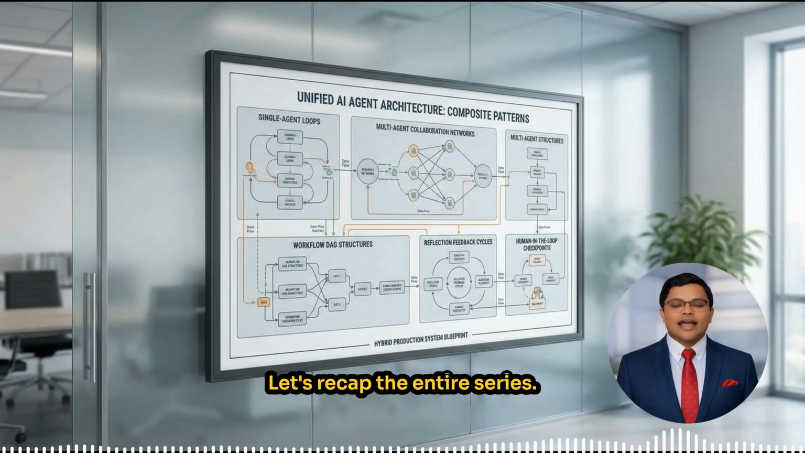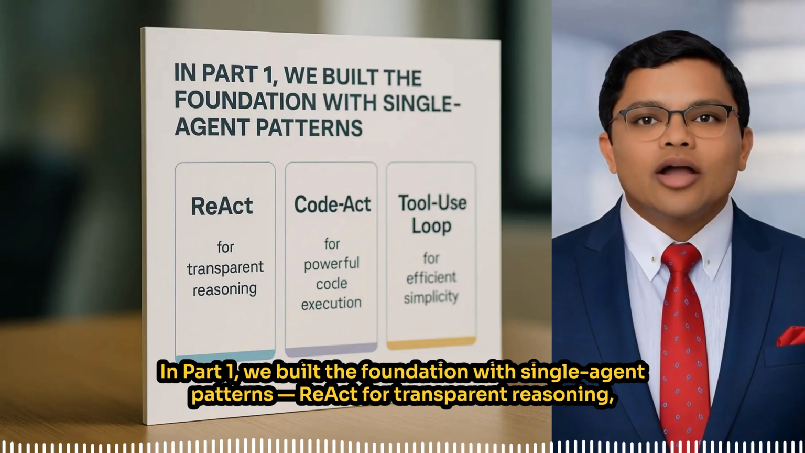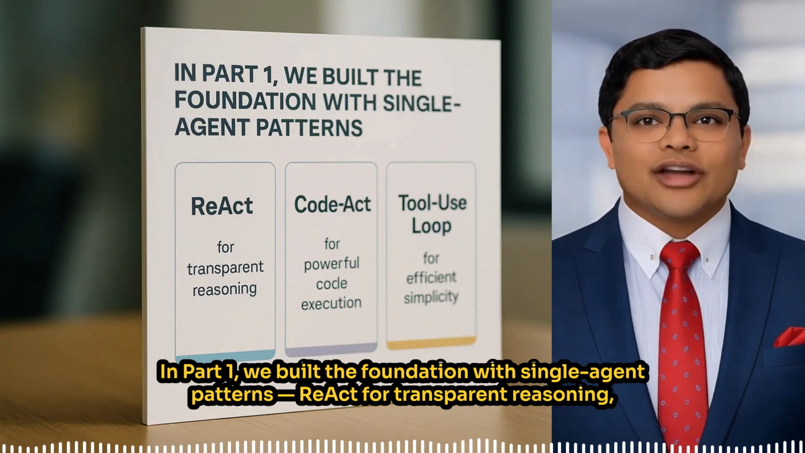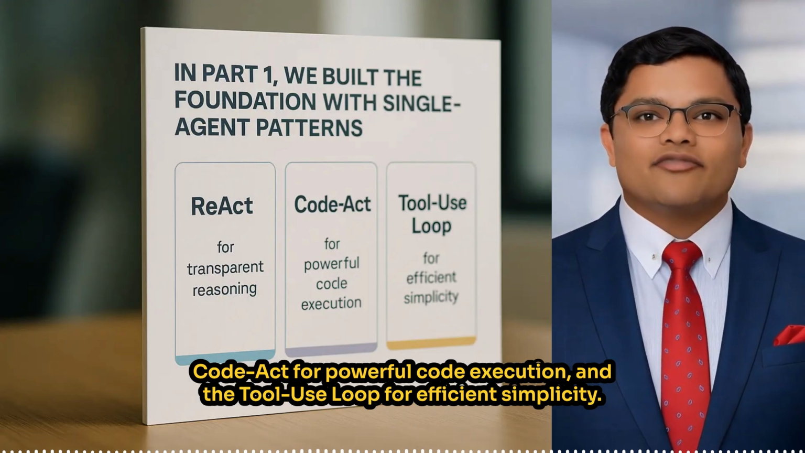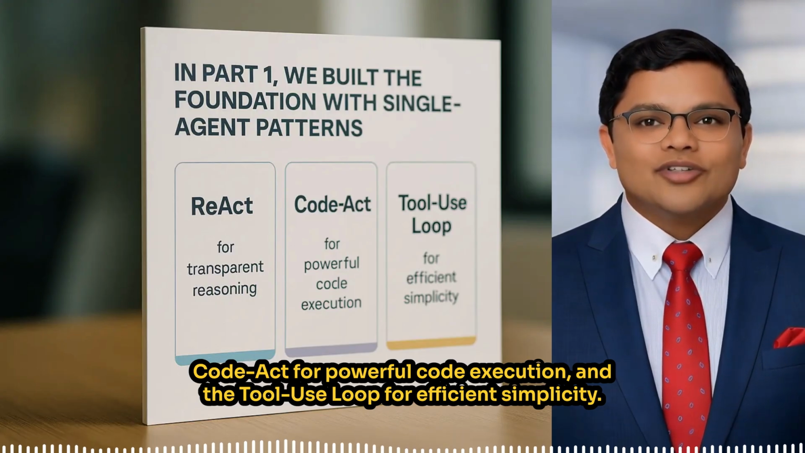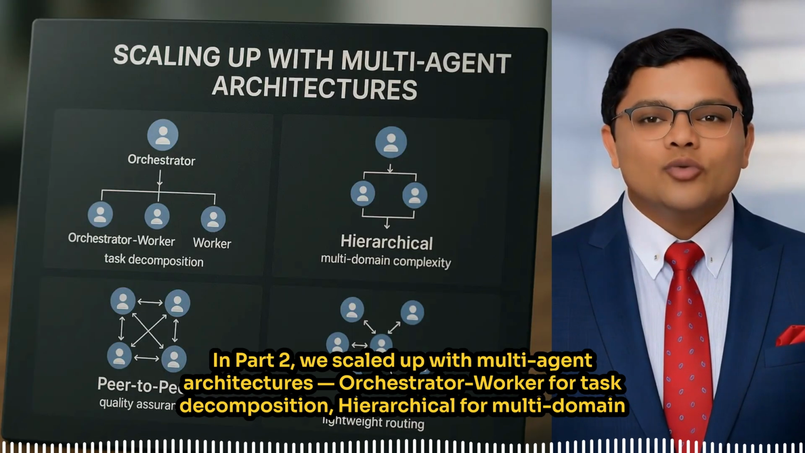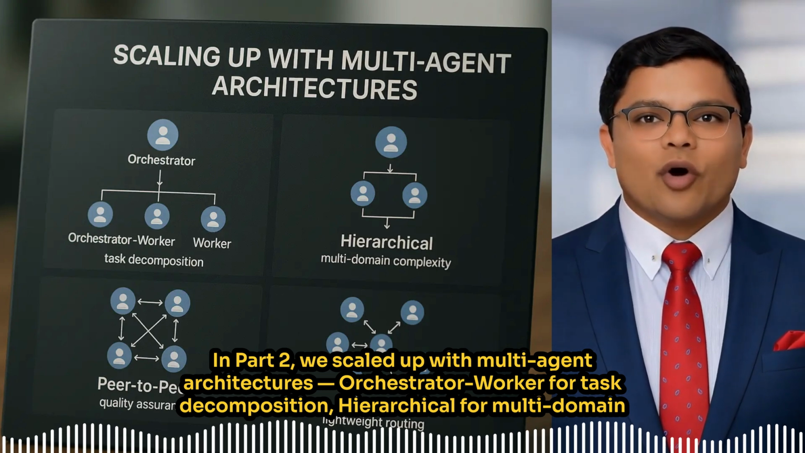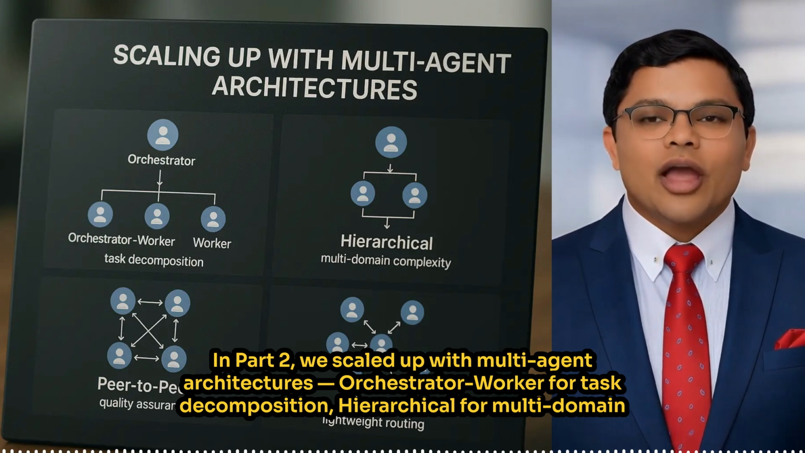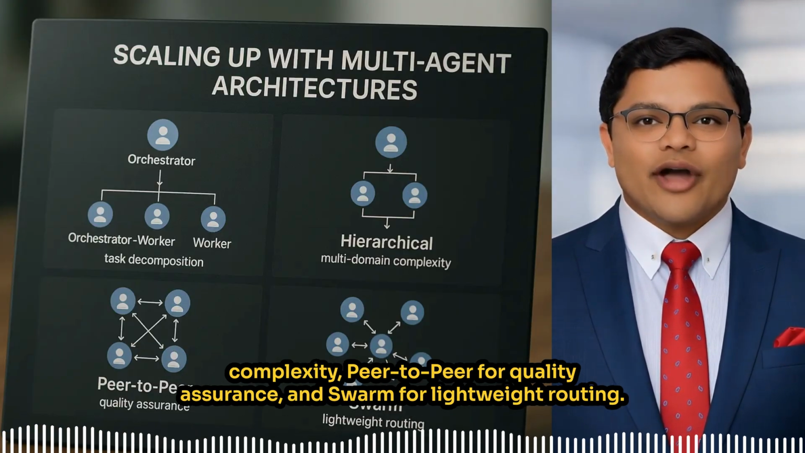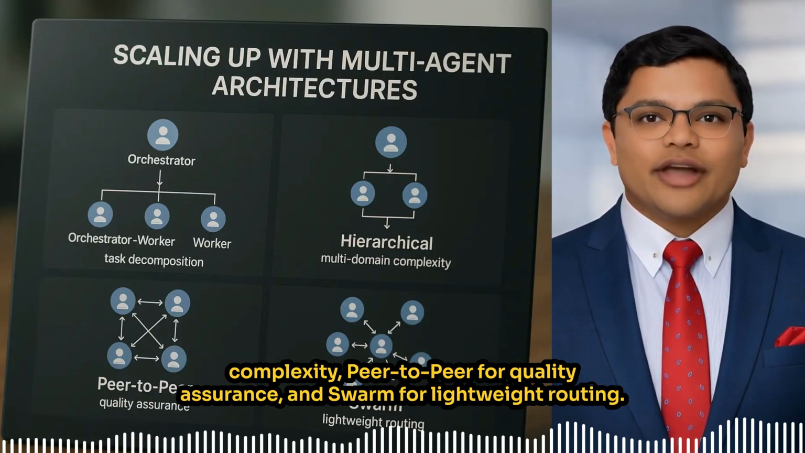Let's recap the entire series. In part 1, we built the foundation with single agent patterns, React for transparent reasoning, CodeAct for powerful code execution, and the tool use loop for efficient simplicity. In part 2, we scaled up with multi-agent architectures, orchestrator-worker for task decomposition, hierarchical for multi-domain complexity, peer-to-peer for quality assurance, and swarm for lightweight routing.